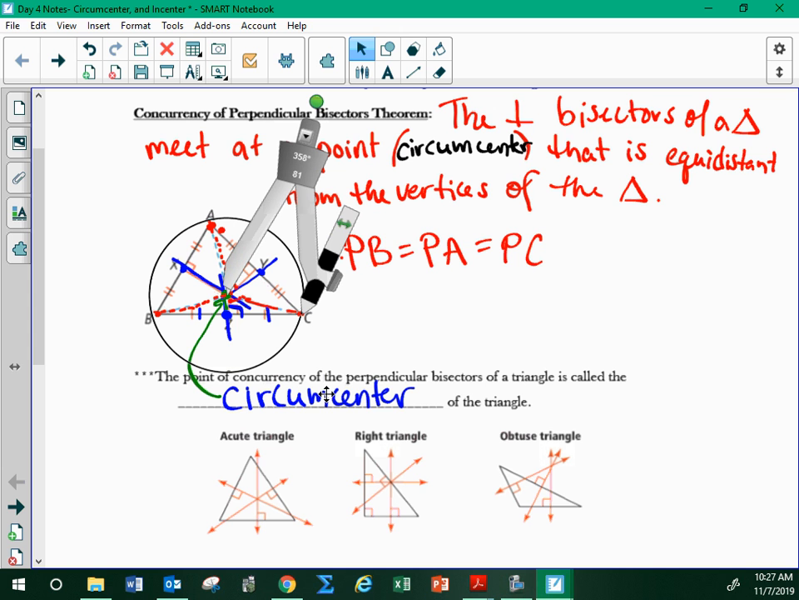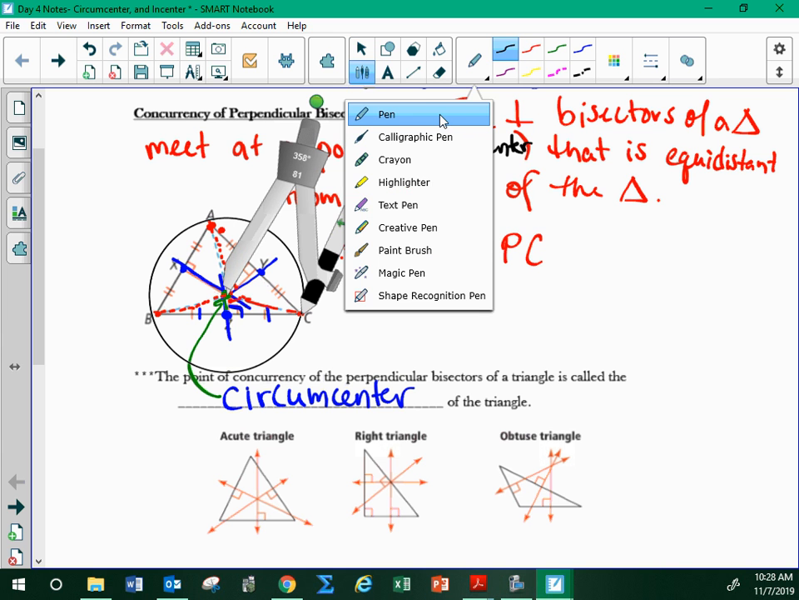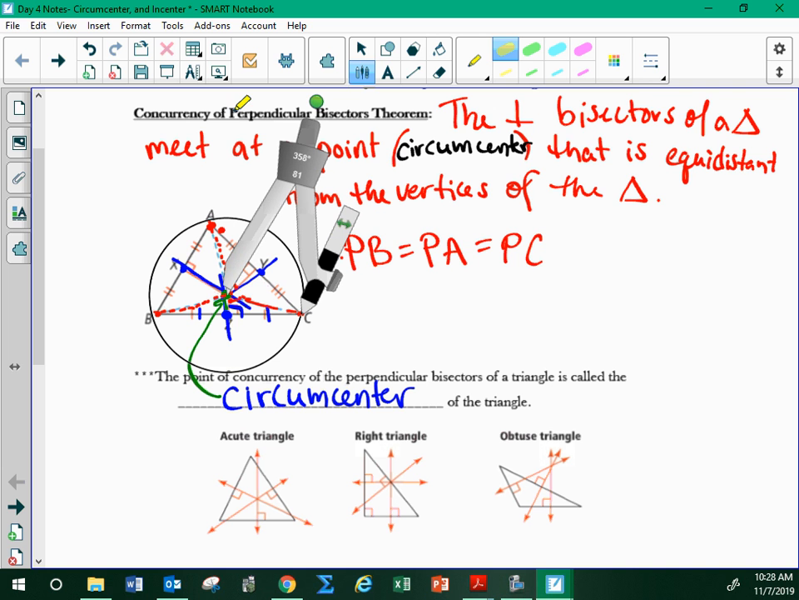Okay, so circumcenter ends up being the center of our circumscribed circle. But more importantly, for our purposes for this unit, it's important that you know the perpendicular bisectors meet at the circumcenter, and its special property is it's equidistant from the vertices. You need to know that those three pieces go together. Perpendicular bisectors meet at circumcenter, which is equidistant from vertices.